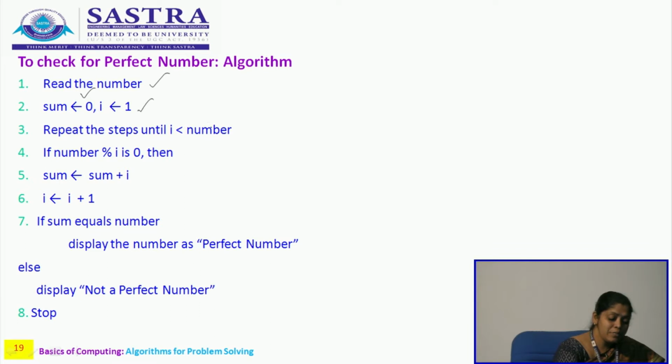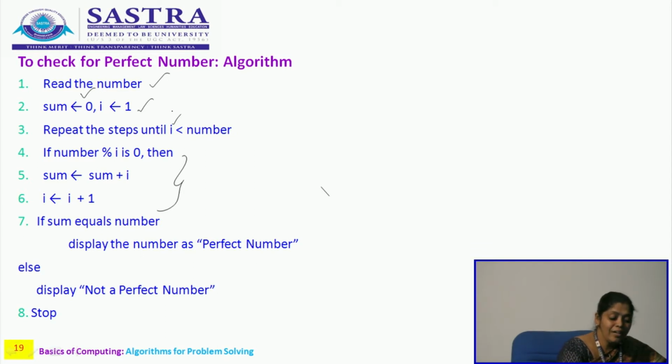So the steps to be repeated are 4 to 6. Repeat steps 4, 5 and 6 until I is less than n. Step 4 is, if number modulus I is 0, then add that to the sum. That is, sum is equal to sum plus I. And after adding it, you have to increment the I value by 1.